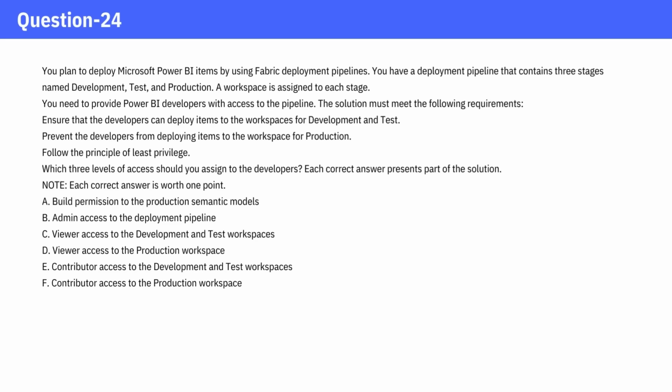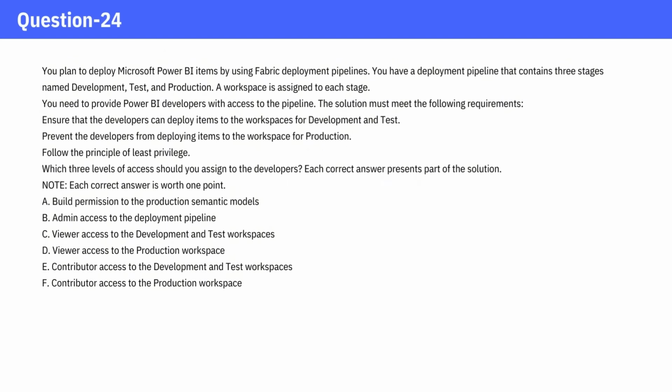Question 24. You plan to deploy Microsoft Power BI items by using Fabric deployment pipelines. You have a deployment pipeline that contains 3 stages named development, test, and production. A workspace is assigned to each stage. You need to provide Power BI developers with access to the pipeline. The solution must meet the following requirements. Ensure that the developers can deploy items to the workspaces for development and test. Prevent the developers from deploying items to the workspace for production. Follow the principle of least privilege.